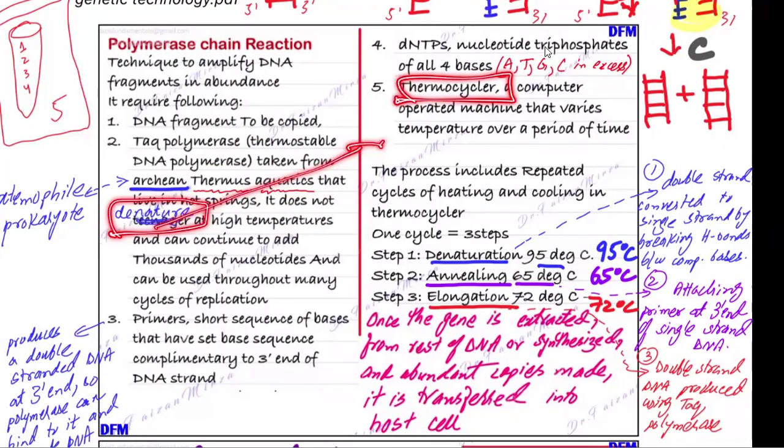Sorry, not DNA, the DNA polymerase. The DNA can withstand the high temperature, but the DNA polymerase cannot. So we have to place a specialized DNA polymerase called Taq polymerase, which is thermostable.